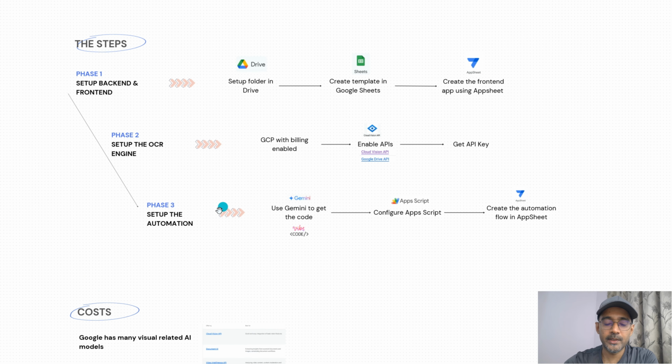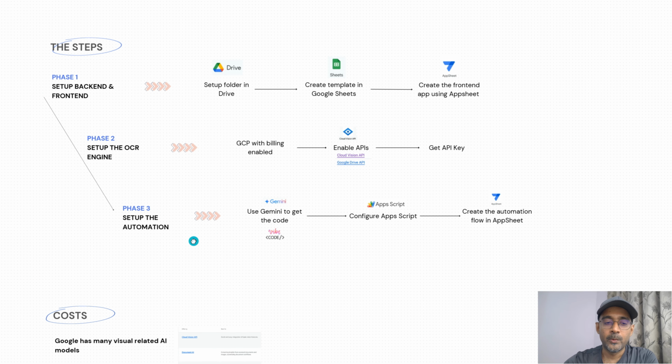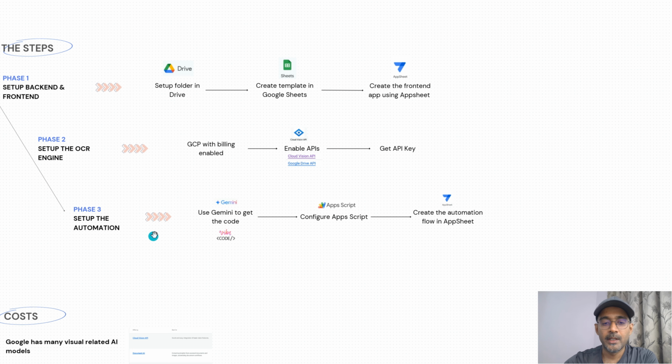So this happens in the third phase, where we'll be setting up the automation. The concept here is, since I don't know how to code, I had to use Google Gemini to come up with the code.